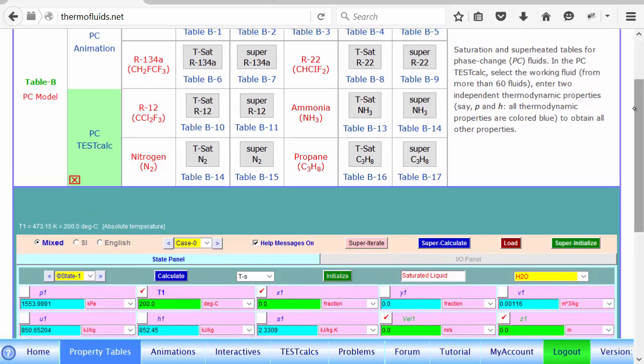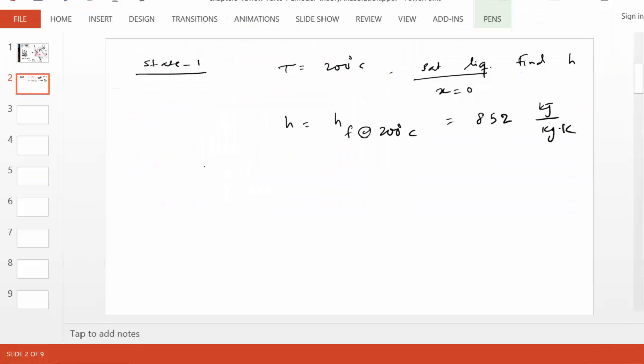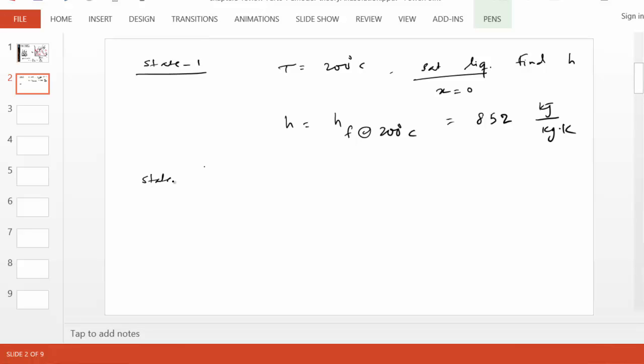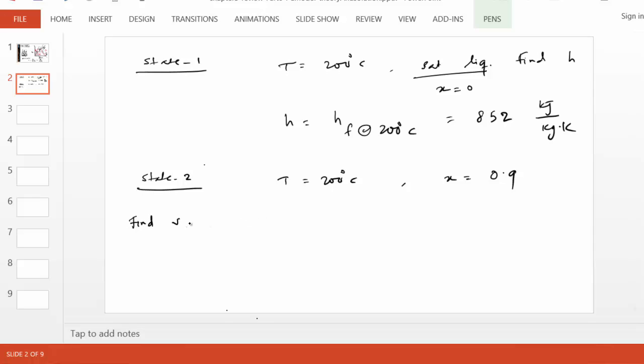Okay, let us go and find more states. Suppose we are to find another state, let's say state 2, same temperature, but the quality is supplied. Suppose quality is 0.9, and find entropy. Suppose the question is find S. Well, what does quality mean? Quality means that in this case 90% of the mixture is vapor and 10% is liquid.